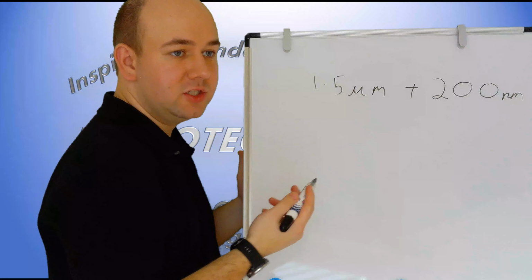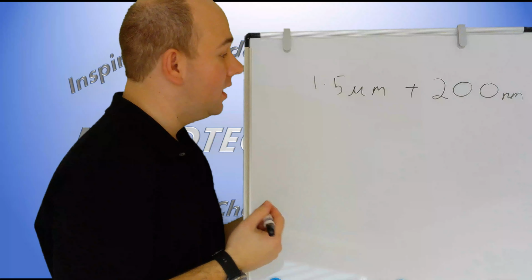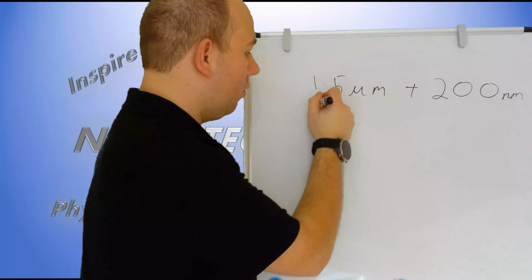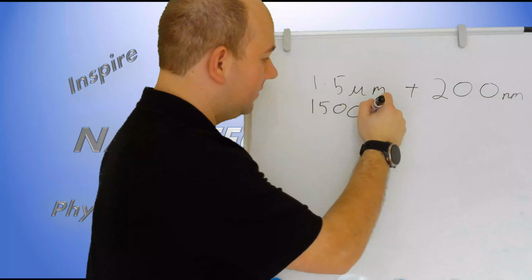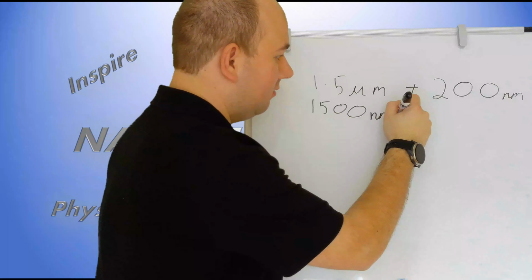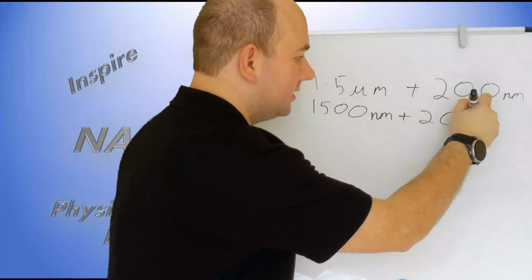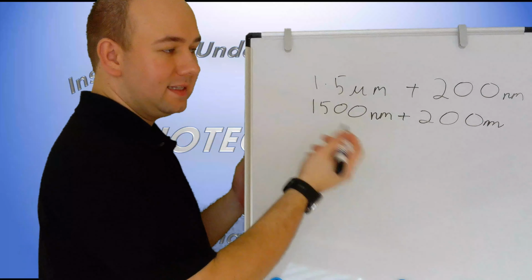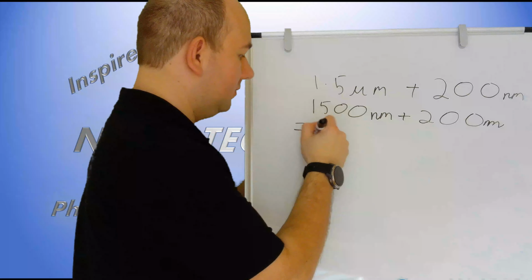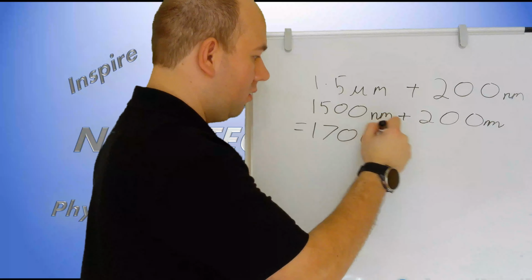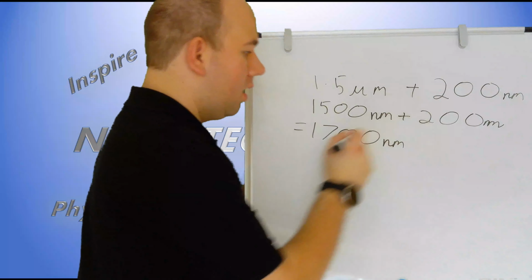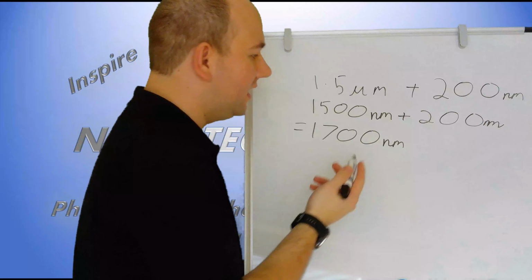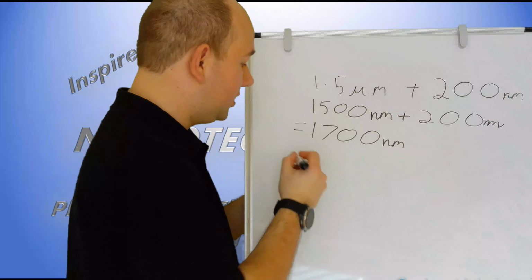So what we can do is we can convert this all to the same units to add them together. So we can convert this to be in 1,500 nanometers. We can add that to 200 nanometers. And we can get the answer that this is then equal to 1,700 nanometers.